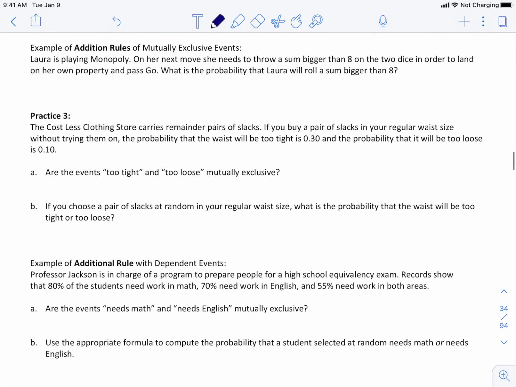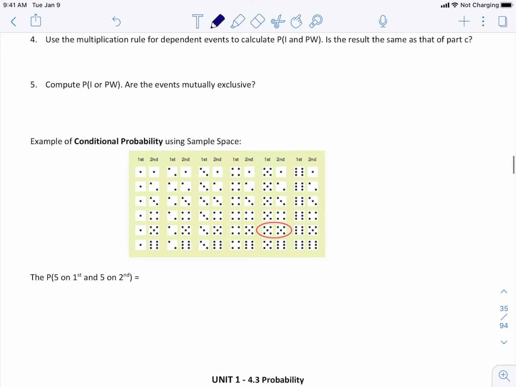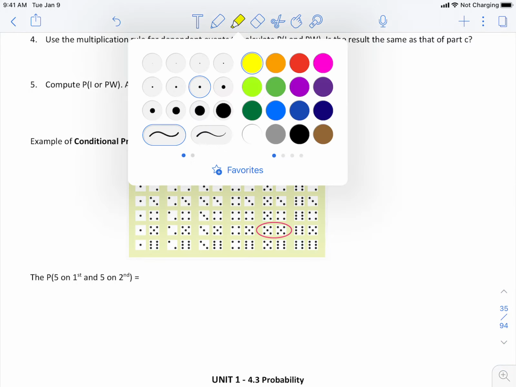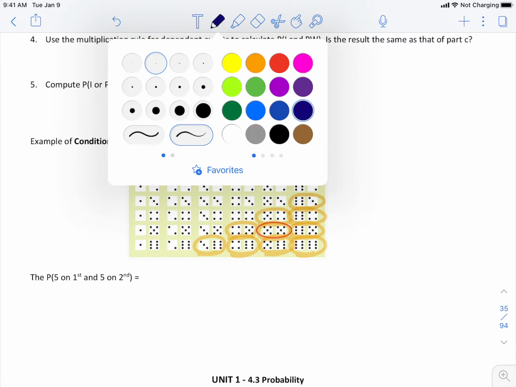So we can look at the picture on the next page, and we want a sum larger than 8. So I'm going to highlight these. Larger than 8 means 9 or more. So here we have, this one is 9, 10, 11, 12. Here we have 9, 10, and 11, 9 and 10, and a sum of 9. So we see there's a total of 10 of these.